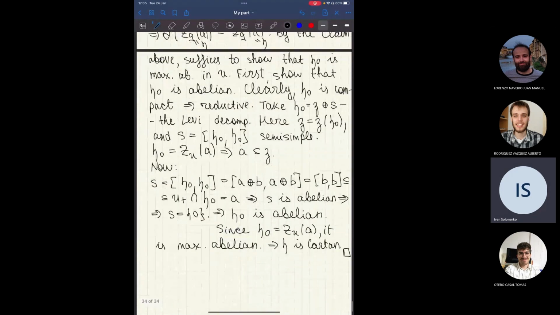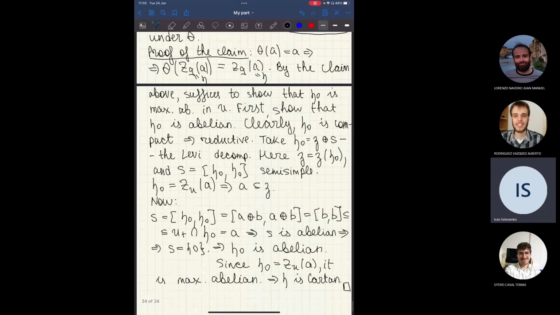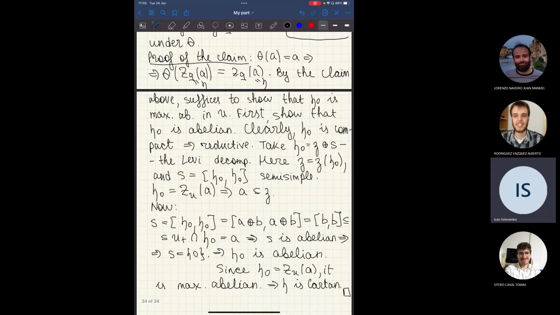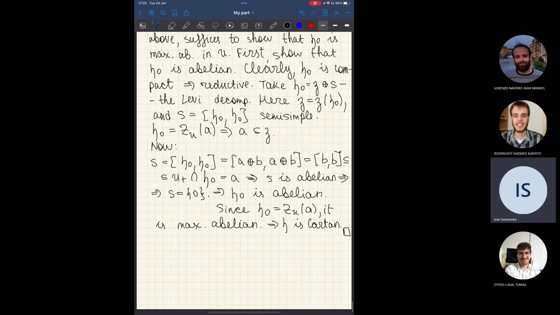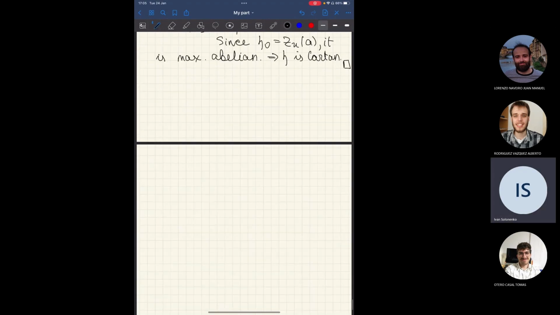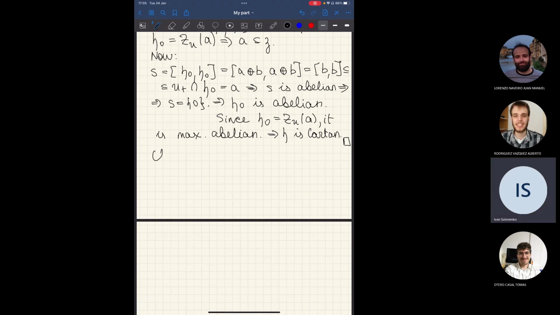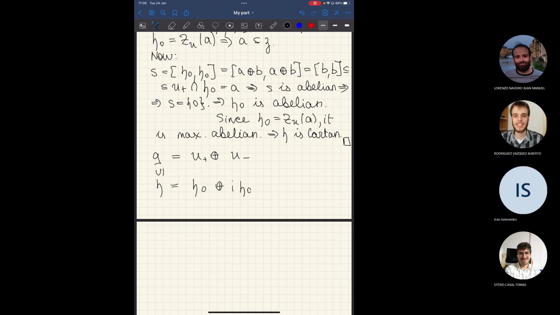So we've shown that we found the Cartan subalgebra, which is theta stable. Now let's find the set of simple roots, which is theta stable. It's actually very easy. So, another claim. Oh, before this, let's just note that. We have G. In this G, we have H. G is decomposed as U plus and U minus. H is decomposed as H naught plus I H naught.